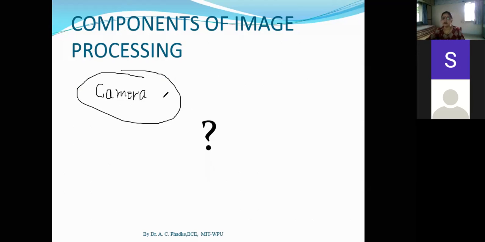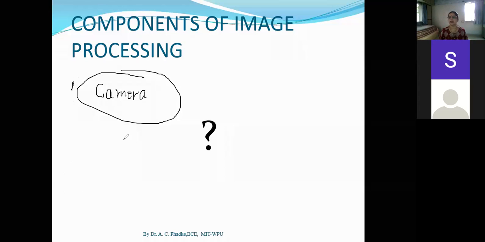Now tell me what might be the next components. So with a digital camera, you can acquire the image. You can get the image in digital format. So you need a camera. If it is an analog camera, you need a separate device to convert it to digital form. So camera along with this analog to digital conversion is the first component of your system.